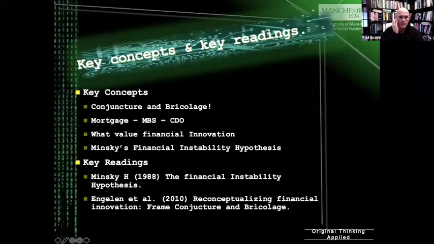And the readings, the key concepts here are conjuncture and bricolage, mortgages to mortgage-backed securities to CDOs. What value is financial innovation? There's an argument for both. And then Minsky's financial instability hypothesis. I gave you the two readings about the financial instability hypothesis from Minsky himself, and also a difficult paper. And I understand it's a difficult paper, but nevertheless, you are in higher education. Reconceptualizing financial innovation, frame, conjuncture, and bricolage are the core readings for that particular unit.